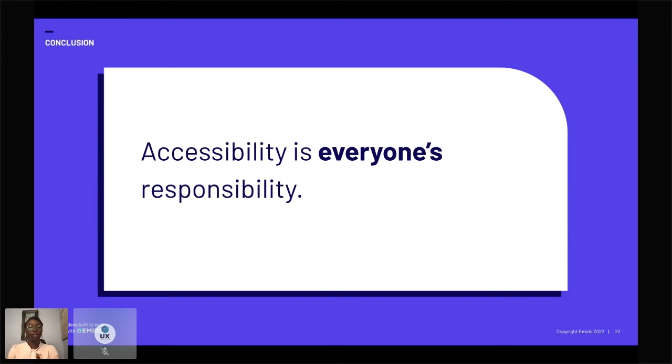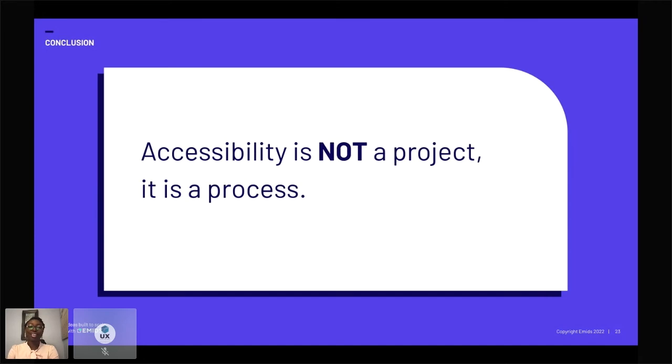We shouldn't leave it to the developers. We shouldn't leave it to the QA team, the quality assurance team. We have a role to play. Everyone in product development or service delivery, we have a role to play. And lastly, I would like to say that accessibility is not a project, it is a process.